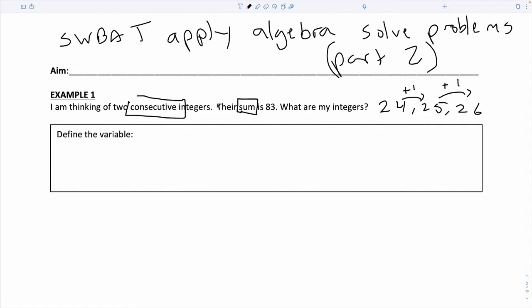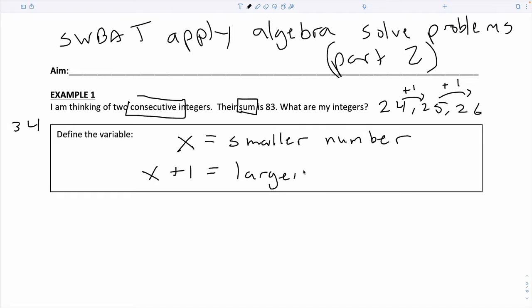Let's define the variable. I don't know what either of the numbers are, but I'm just going to start with x. And I'm going to say x is the smaller number. Well, if I wanted the larger number, I know they're consecutive. I can add 1 to the smaller number because they're consecutive. If, like Abby said, 34 was the smaller number, well, the next one just has to be that number and then 1. So x plus 1 is the larger number. You add 1, you get the next consecutive.